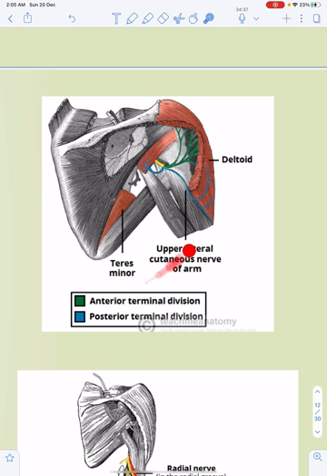Because this is the posterior surface of the shoulder region. Of course you're not required to know these details, but they pass through, as in the revision anatomy, the quadrangular space, to go posteriorly and supply this area. That's why the axillary nerve and posterior circumflex humeral artery are the common complications of fractures of the surgical neck of the humerus.